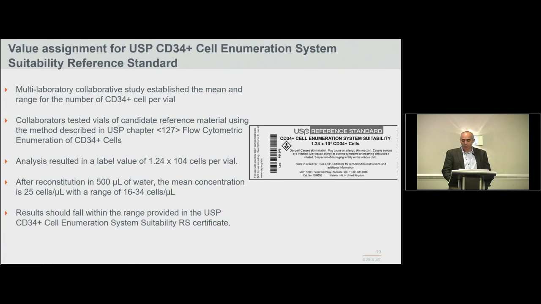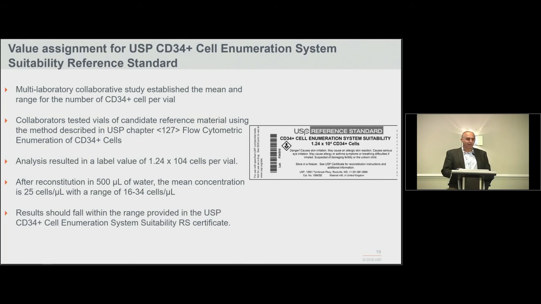This is what you see to the right, the label of that reference standard. As we took this reference material for development through the collaborative study, using that multi-lab approach, the different labs tested vials of the candidate reference material using the method described in USP 127, which is based on that ISHAGE protocol. And the data was analyzed as a whole from the different labs, and it resulted in a label value of 1.24 times 10 to the 4 cells per vial. And after the reconstitution of that vial, the user who will get this reference standard material reconstitutes in 500 microliters of water, and the mean concentration is 25 cells per microliter with a range of 16 to 34.